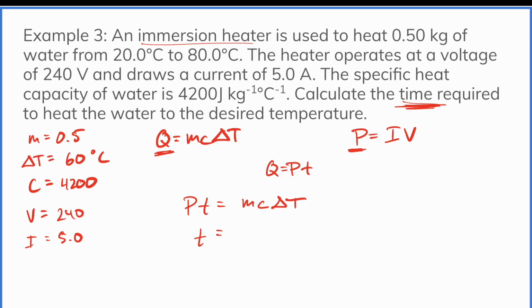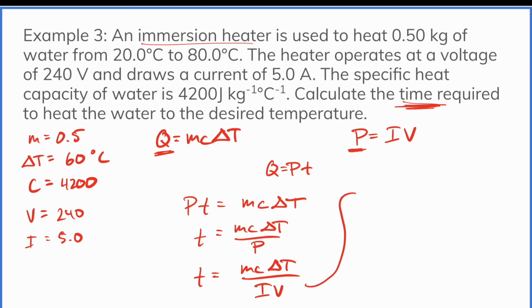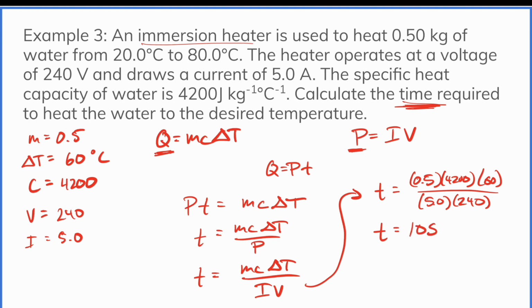So the time is mc delta T over the power. But I know this is an electrical outlet, so the power is IV. So the time is going to be mc delta T over IV. If I want to calculate the time, I'm going to plug all these values in here. So I got 0.5, I got 4,200, I got 60, and we have 5 amps and 240 volts. And when I calculate all of this, I come up with a value of time as 105 seconds. And so that's how long it would take to raise the temperature from 20 to 80.